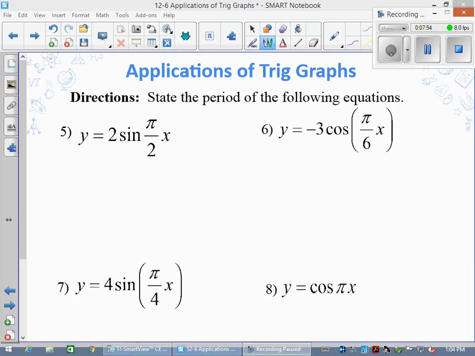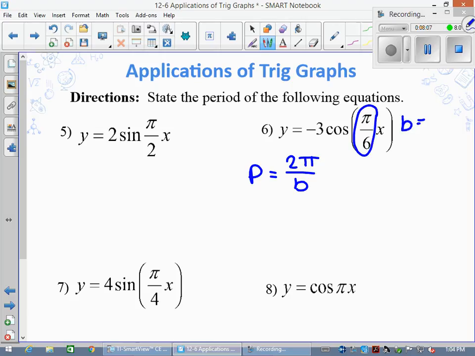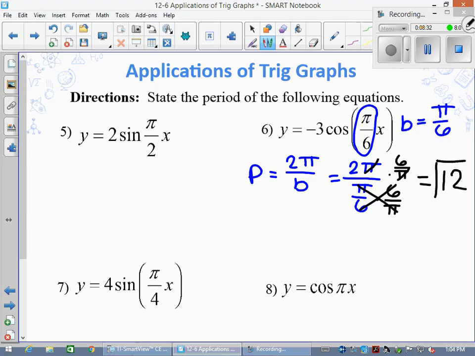Okay, so I want to look at one more question like this. So again, we're stating the period, and I know that my period is 2 pi over my b value. In this case, my b value is pi over 6. So I'm going to do 2 pi over that pi over 6. Again, to get rid of that fraction in my denominator, I can multiply by its reciprocal. Cancel out on my bottom. My pi values cancel out, and I end up with 12. So my period in this case would be 12.